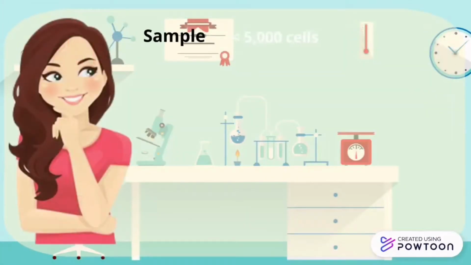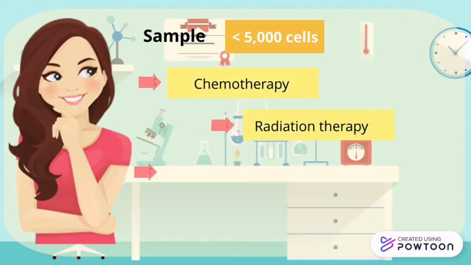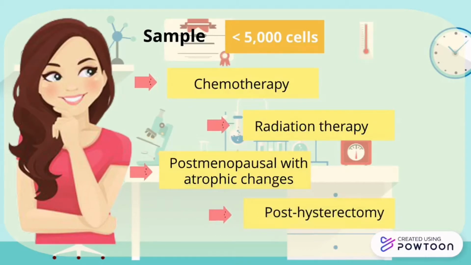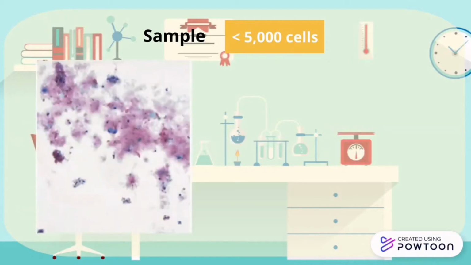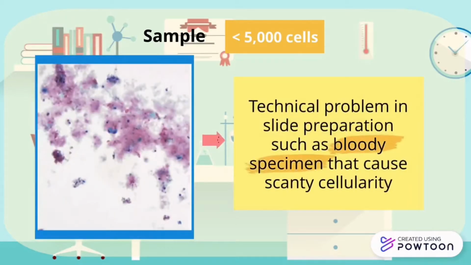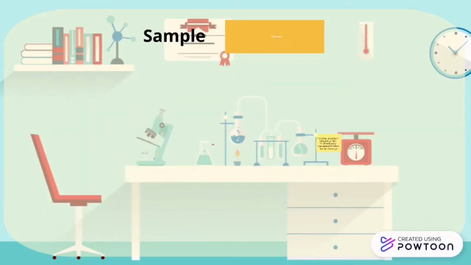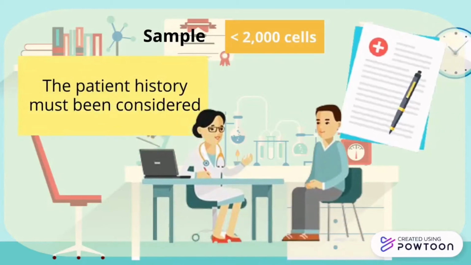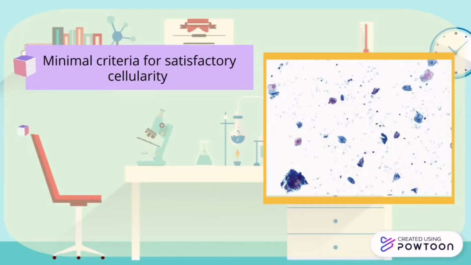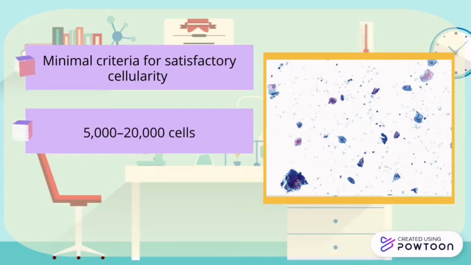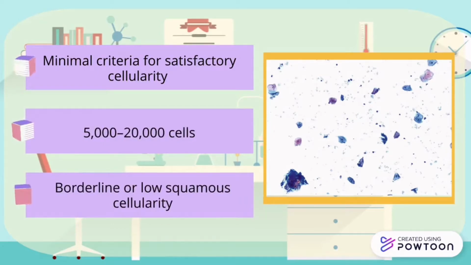When the sample has less than 5,000 cells, it may be due to chemotherapy, radiation therapy, post-menopause, or post-hysterectomy, and the specimen is still considered adequate. But it is considered inadequate when technical problems occur in slide preparation, such as a bloody specimen that causes scanty cellularity. When the sample has less than 2,000 cells, patient history must be considered. Specimens that meet minimal criteria for satisfactory cellularity but have only 5,000 to 20,000 cells should have a comment on borderline or low squamous cellularity.